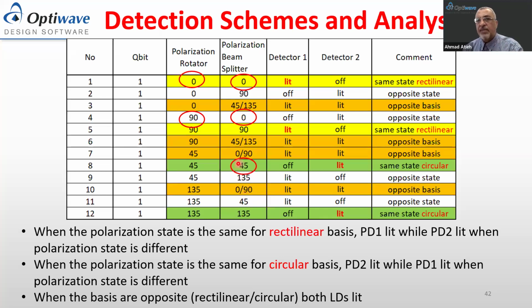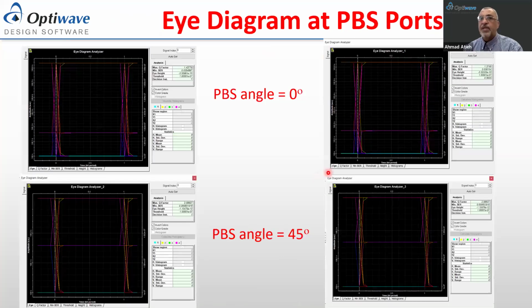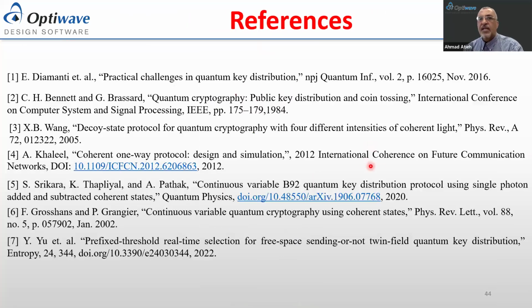So when you set up the polarization beam splitter at 45 degrees and you send 45 degrees polarization, it's now opposite to what's happening here. The bottom LED or detector is going to detect the polarization, and if it is 135, the upper one lights. However, if you send linear, both of them are going to be lit. Okay, so that's the kind of algorithm which can be used. And here is some analysis.